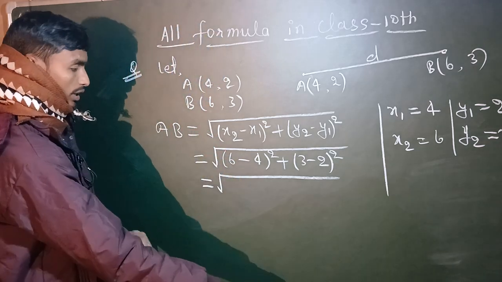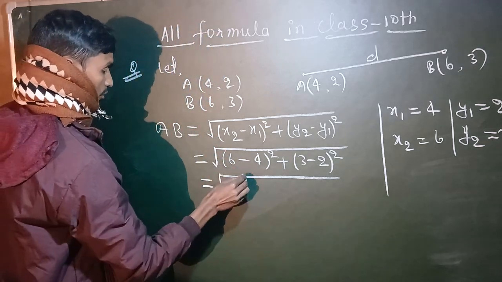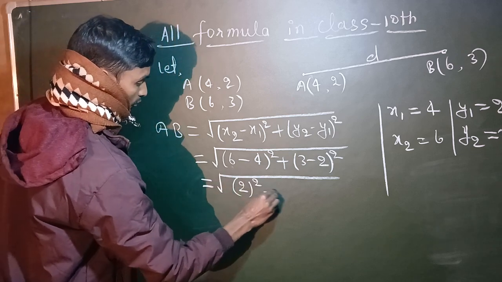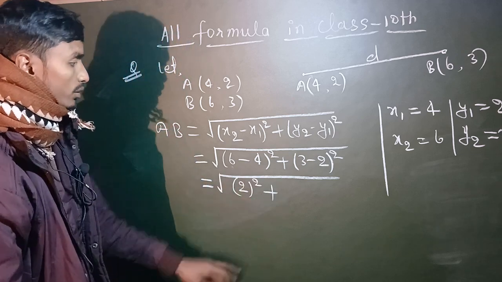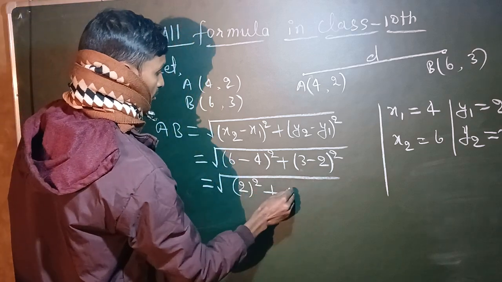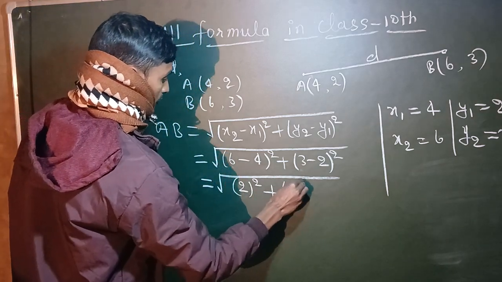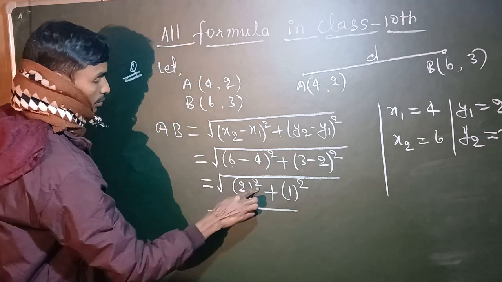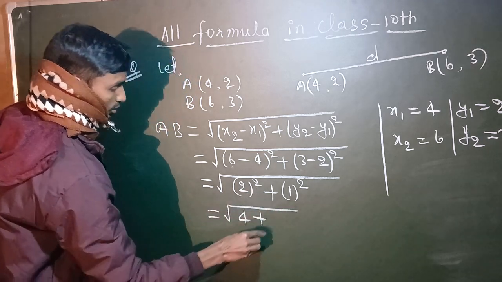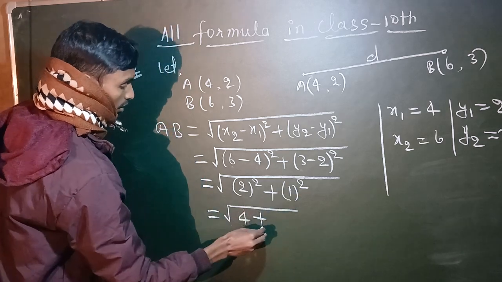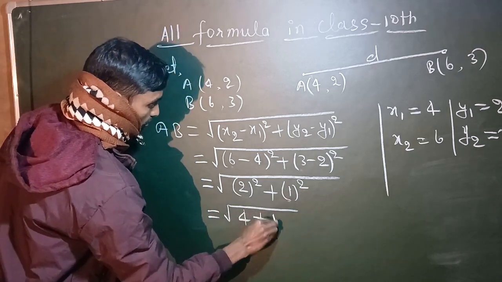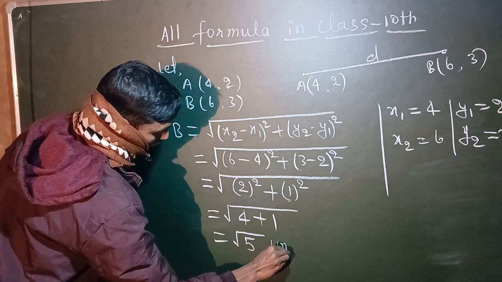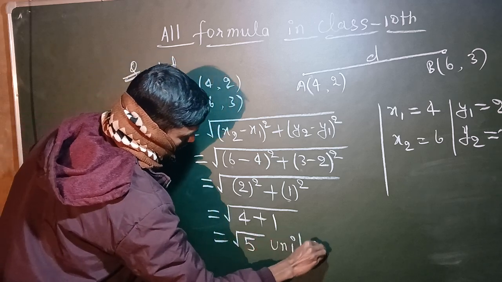Now calculate the value. 6 subtract 4 is equal to 2 to the power 2, and 3 subtract 2 is equal to 1. Next value is 2 to the power 2 is 4, 1 square is equal to 1. Now the value is 5 unit. This is the answer.